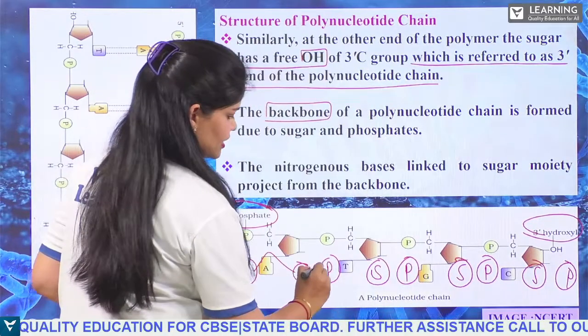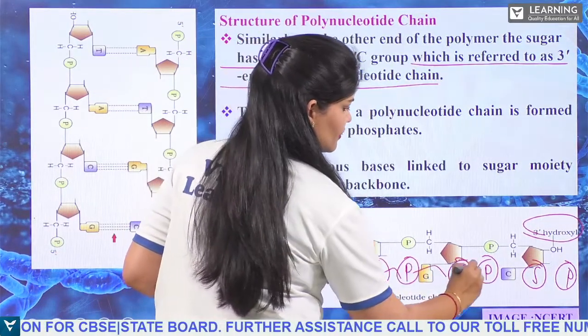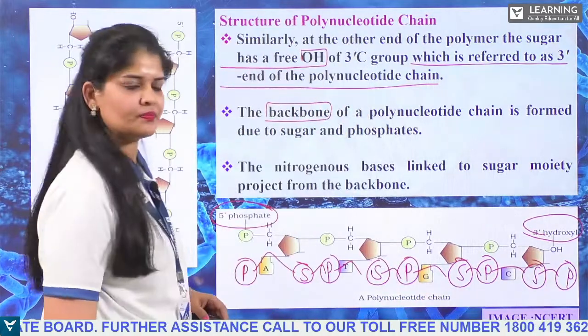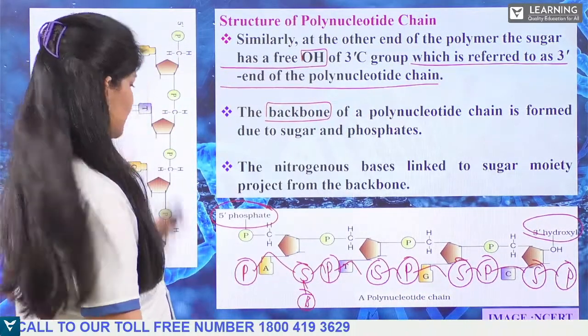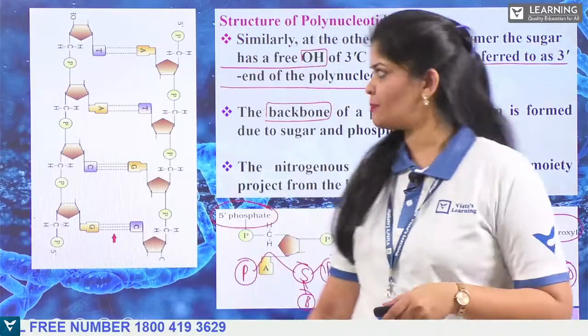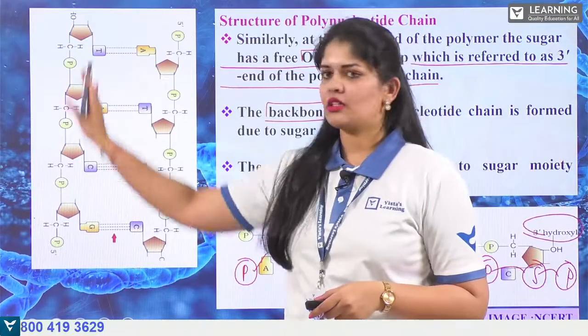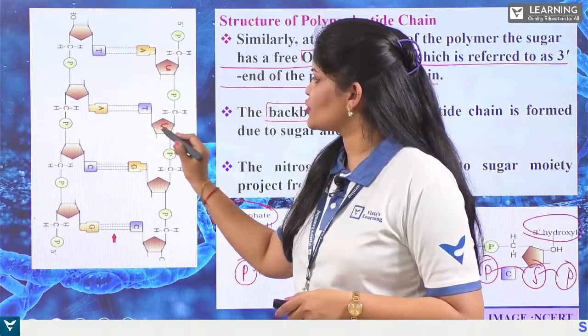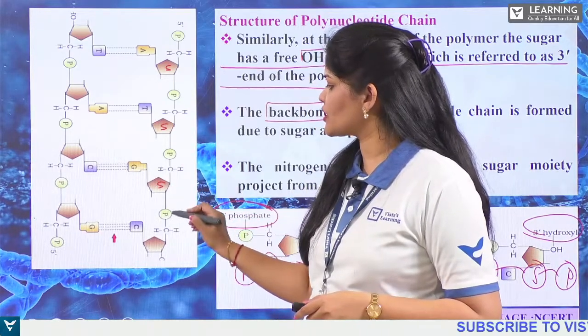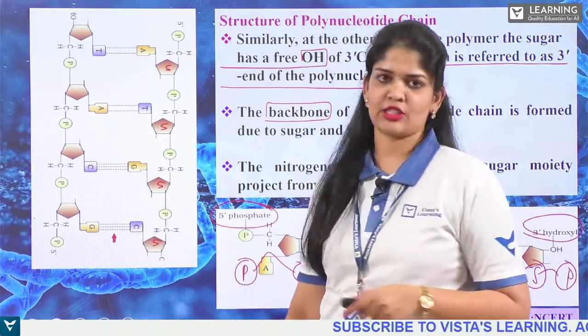So this is how it is linked. From there, we find bases. If you look here, this is easy to understand. This is the backbone where we have sugar, phosphate, sugar, phosphate, sugar, phosphate, sugar, phosphate.